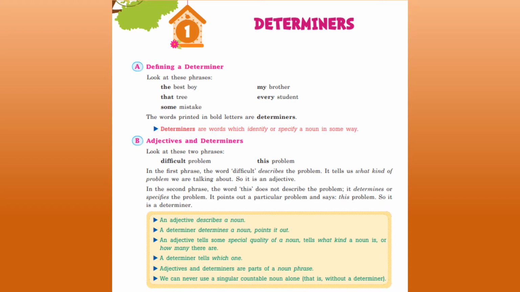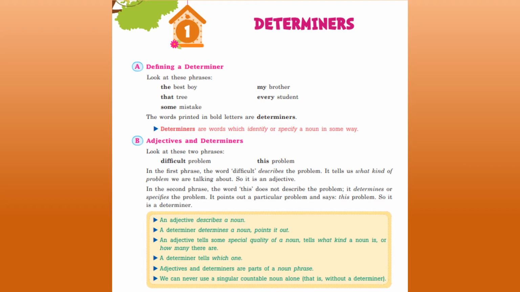All these words which are given here, the, my, that, every, some, these all are determiners. So determiners are words which identify or specify a noun in some way. So here is the definition of the determiner.